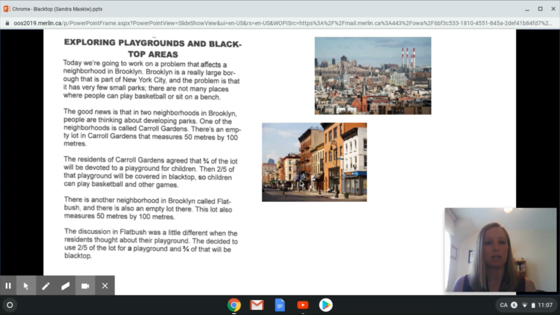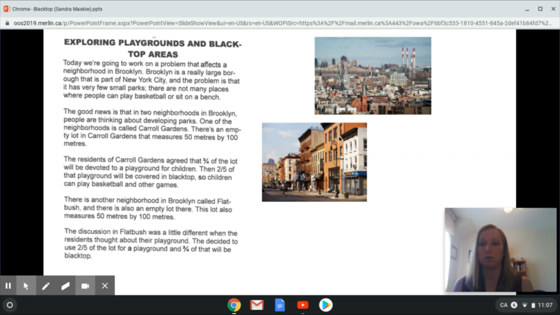There's an empty lot in Carroll Gardens that measures 50 meters by 100 meters. Now, to be perfectly honest with you, 50 meters by 100 meters is irrelevant for the question that we're going to be looking at. So don't let those numbers get in the way for you. It's just to give you an idea of how big the space is. And if you think about 50 meters by 100 meters, that's roughly the size of a football field. So the residents of Carroll Gardens have agreed that 3/4 of the lot will be devoted to playgrounds for children.